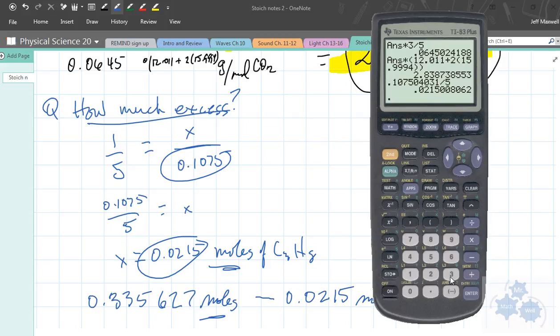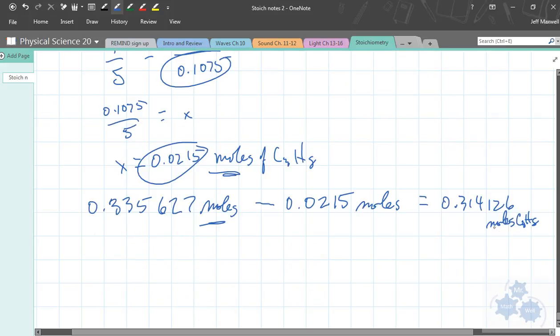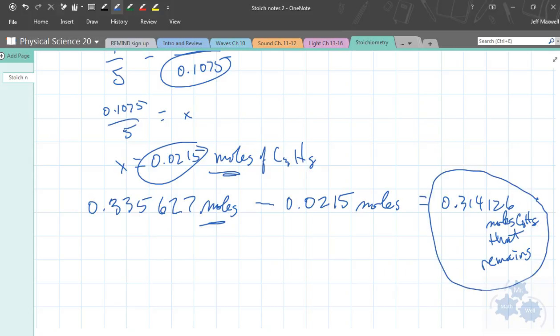So 0.335627 minus our answer there. It's going to give us 0.314126. And that's going to be your moles of C3H8 that remains. So just be clear what your answer is. Okay? So that is all of question number 1.